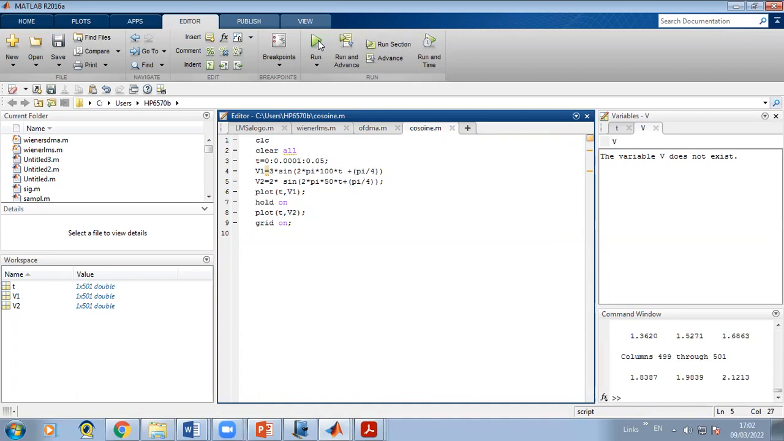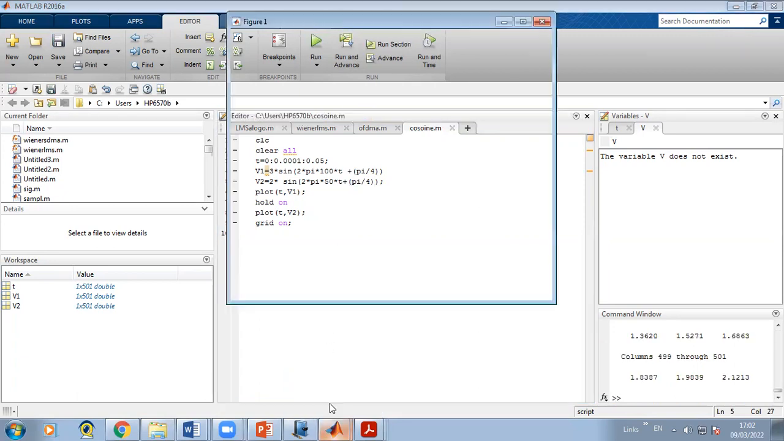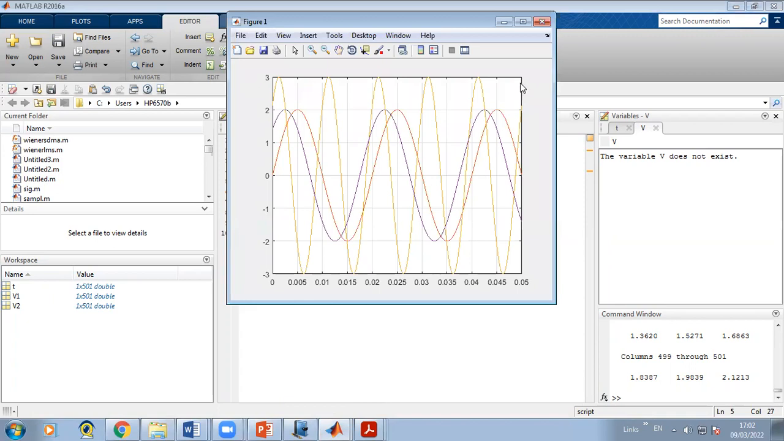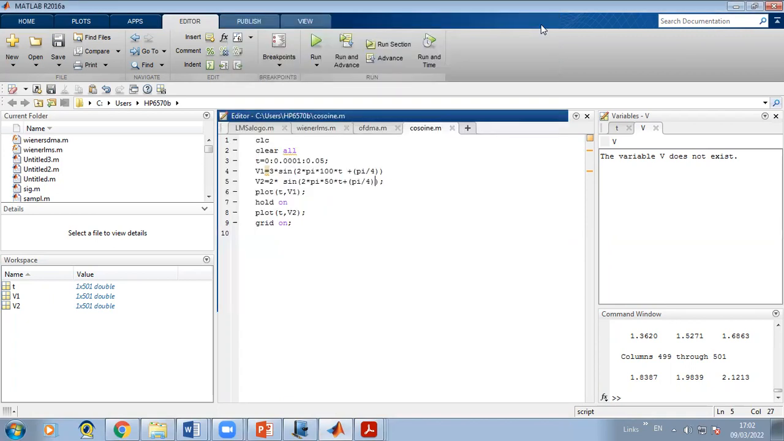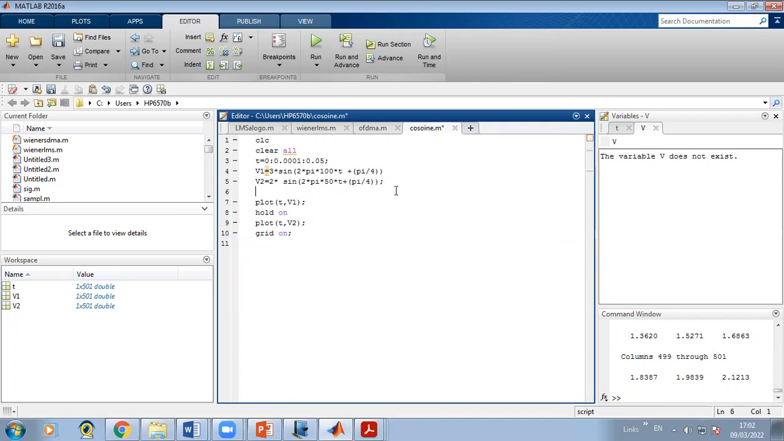So here, V equals V1 plus V2. That means our first signal and second signal added, and we have to plot that one, no?